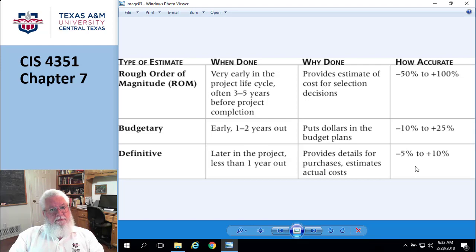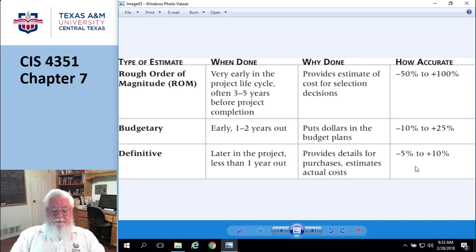Now there are other techniques, and they talk about order of magnitude versus concept versus preliminary versus definitive and versus control. I'm not going to go into that detail, but this is not the only three. There could be five or whatever your organization has. You're going to have to stick to that.